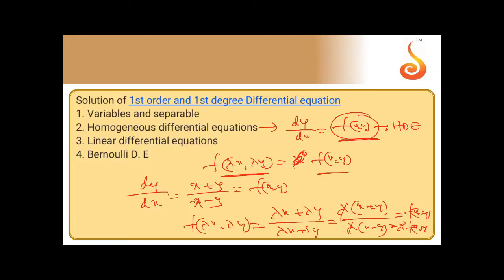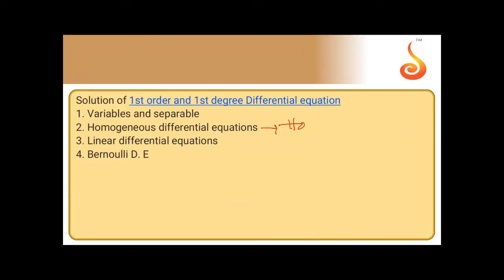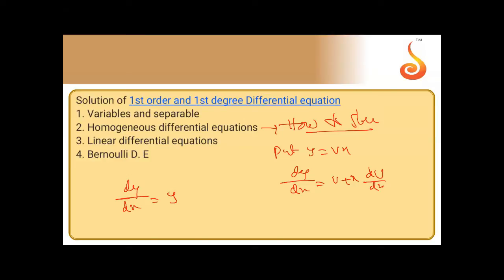So how do we solve the homogeneous differential equation? This was the method of identifying whether it is homogeneous or not. Next, how to solve it? Put y equal to vx, and dy by dx equal to v plus x dv by dx. Substitute these two values in the equation dy by dx equal to f of x y. Once you substitute these two values, the equation becomes variable separable form.